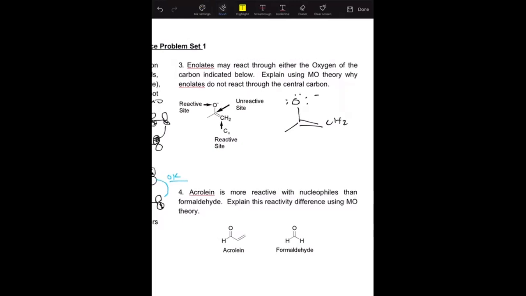All right, so it's actually an allylic system. And again, if it's allylic, it's going to have the same set of molecular orbitals. It's going to have 3p orbitals, because if we drew this out in a planar fashion like that, you've got 4 pi electrons and 3p orbitals. So you're going to have 3 molecular orbitals.